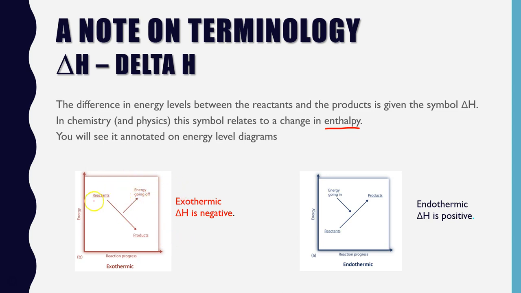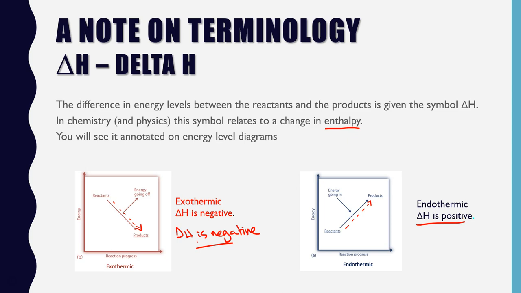You remember with an exothermic reaction, we said the reactants had more energy than the products. So if I draw a line between the two of them, my gradient is negative. It's going to go down. So delta H is negative. And this is one of the things that we use to define an exothermic reaction. All exothermic reactions will have a negative delta H, whereas all endothermic reactions will have a positive gradient going from reactants to products on our energy level diagram, and delta H is positive.